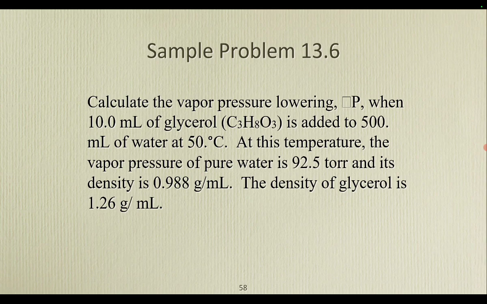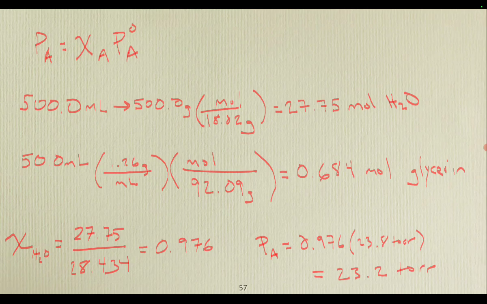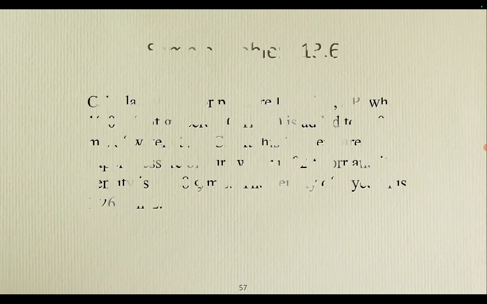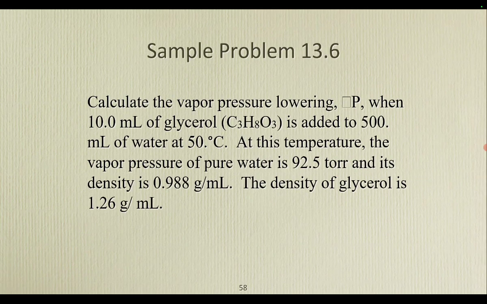But again, we're looking at, oh, did I say glycerin last time? Okay. Glycerol. But we've got the same formula, C3H8O3, and then we're taking that and adding it to 500 milliliters of water at 50 degrees C. So in this case, the density of water is going to be 0.988 grams per milliliter rather than just 1. So we'll have to do a little bit more work there. The density of glycerol we still have. So it's going to be a very similar process initially.